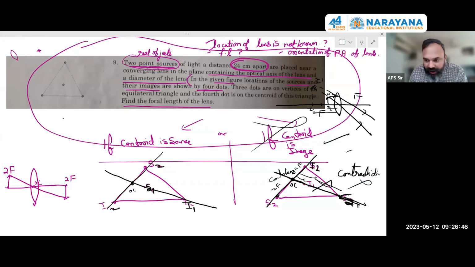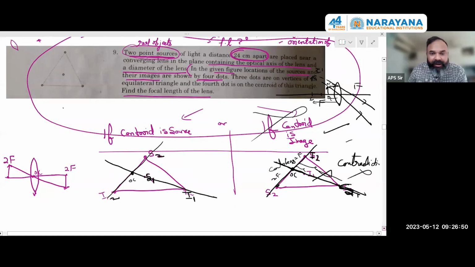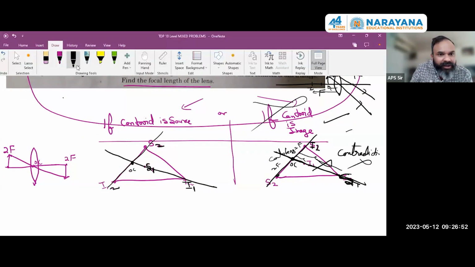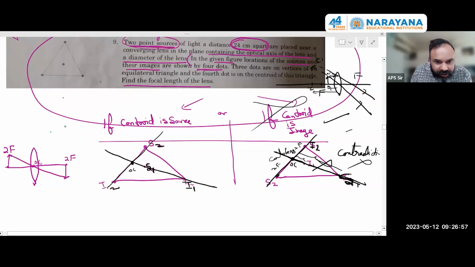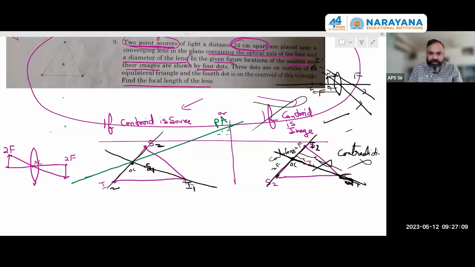I know the optical center. I don't yet know the orientation of my lens, so I'll presume something and then derive it. If I presume that the lens is at some angle with the horizontal, take some angle alpha, take this as your principal axis, and let us try to apply the concepts with respect to the principal axis. I don't know the angle here, so I've taken that angle as alpha with the horizontal.